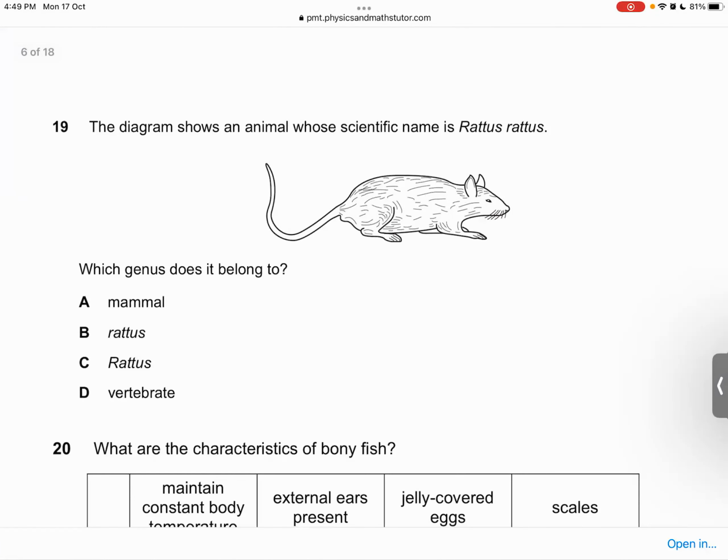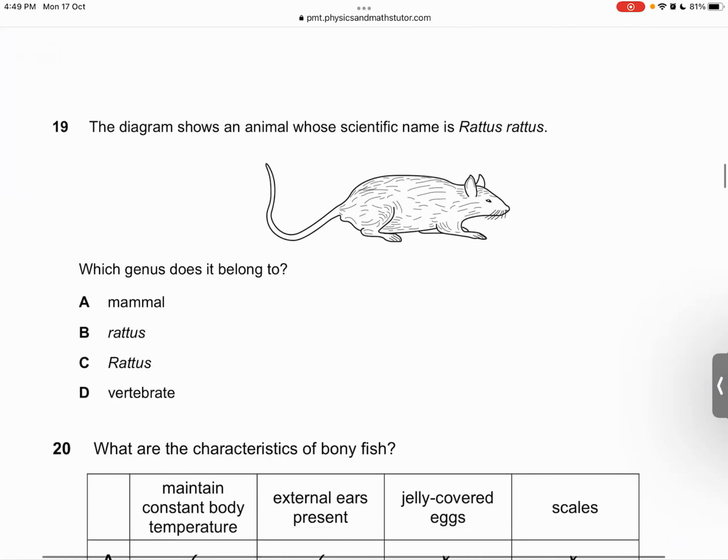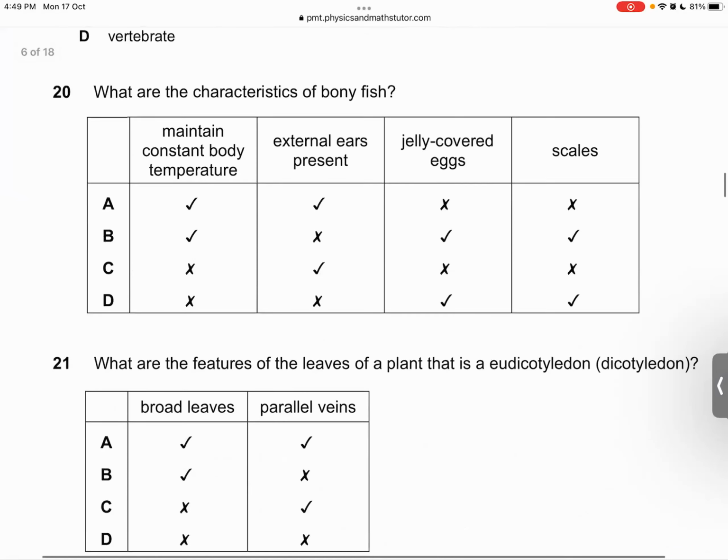The diagram shows an animal whose scientific name is this. So which genus does it belong to? C. Genus. Correct. If they had asked for species, then it would have been B. Right?